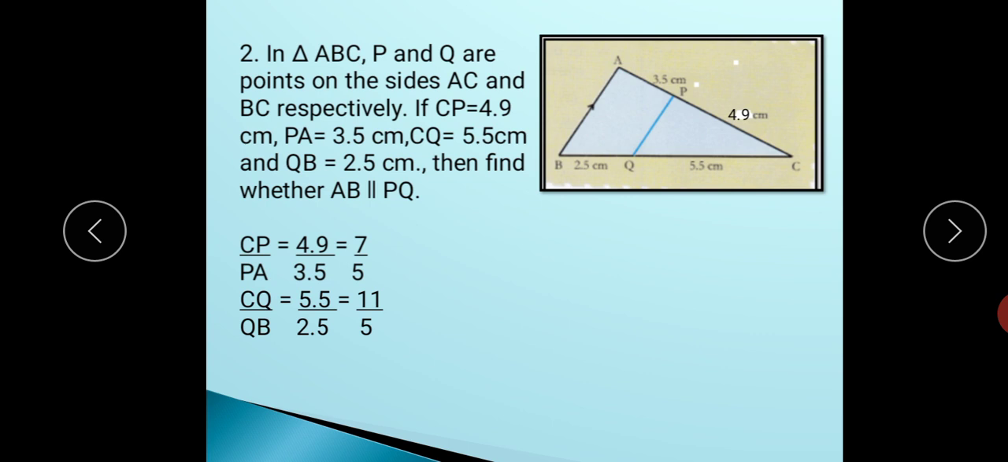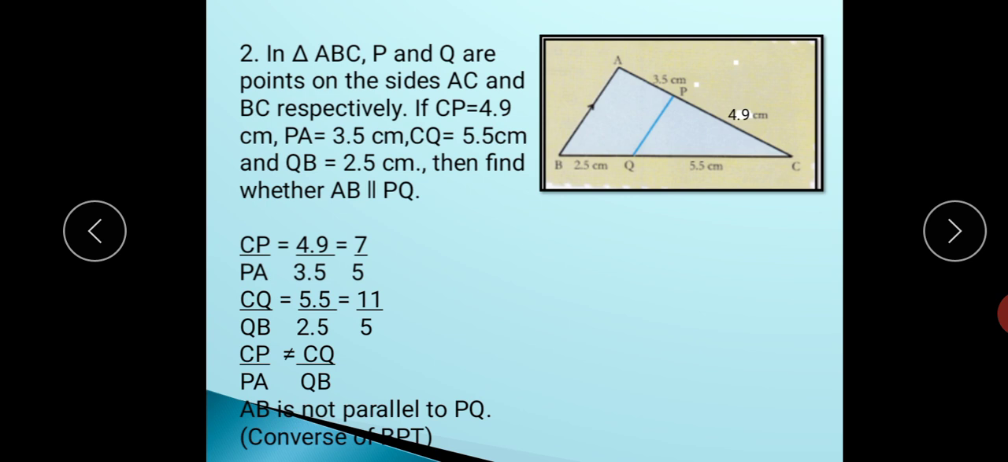So what you find is the two ratios are not equal. So since ratios are not equal, AB is not parallel to PQ. This is the converse of BPT. Let's go to the third example.